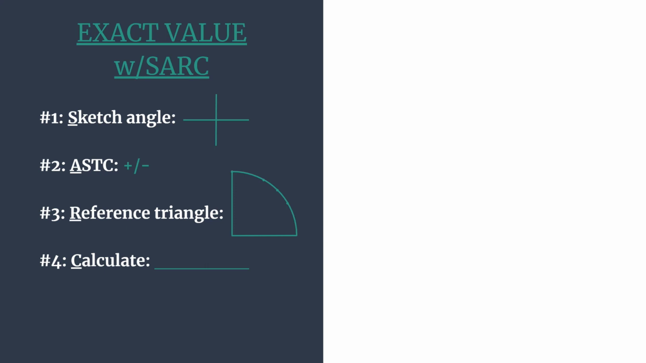Step 2, the A, tells us to think A.S.T.C, which helps us decide which trig functions are positive in each quadrant, and thus we'll be able to decide, is our answer positive or negative. Step 3, R, we'll find the reference angle and then the special right triangle that corresponds with that reference angle to get the coordinates from the unit circle. And step 4, C, we'll calculate the appropriate trig ratio. So remember, we're trying to find the cosecant of negative pi over 6.